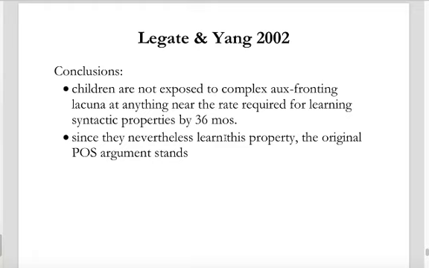So the conclusions, yeah, sure, maybe children hear a couple complex auxiliary fronting examples, but they don't hear those at anything near the rate or the amount required for learning something syntactic by 36 months. We know this because we looked at syntactic things that are learned around 36 months, and they have much, much higher rates of relevant data than the auxiliary fronting one does. Because English learning children nevertheless learn the correct rule of auxiliary fronting, the original poverty of the stimulus argument stands. At least that's Legate and Yang's conclusion.